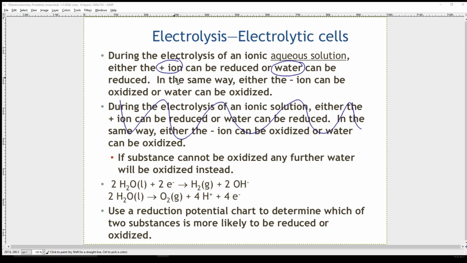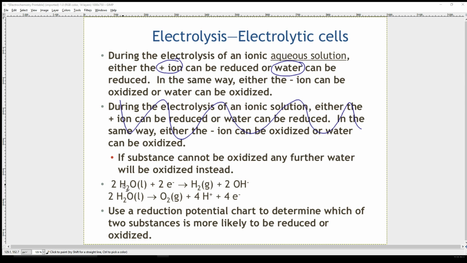So let's say you have a solution that has positive ions and water, but the positive ions are the ones that get reduced. Once we run out of those positive ions, then water kind of picks up where it left off and it starts being reduced. Or it could be the other way around with oxidation.